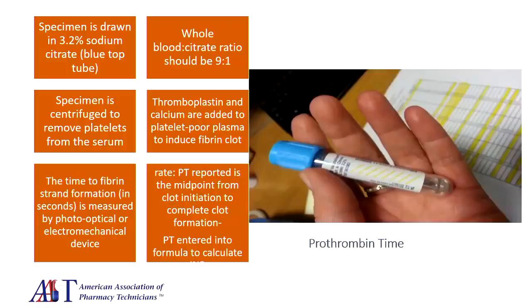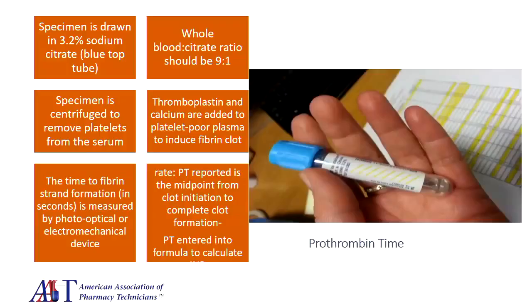When that tube is drawn, it's important that the tube be drawn all the way full. So to the top of that paper tape, you can see that's my hand holding a blue top tube. I'm right-handed, so I took the picture with my left hand. You can see in the bottom of the tube there's a little bit of clear liquid. That is the sodium citrate. The blood has to go all the way to the top of the paper tape. That ensures that the ratio of whole blood to citrate is 9:1.